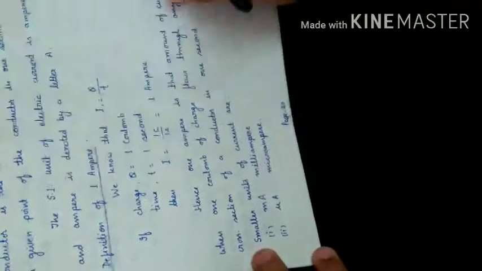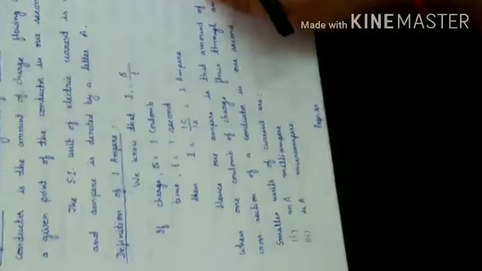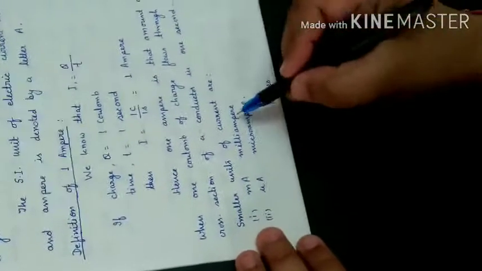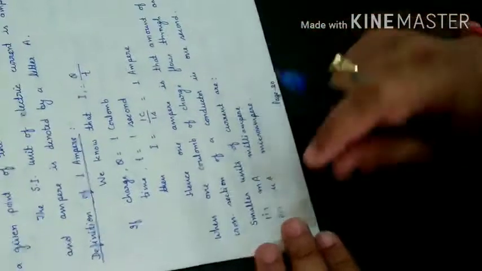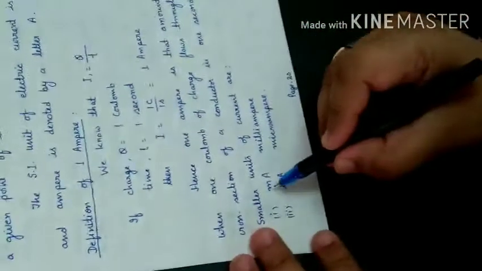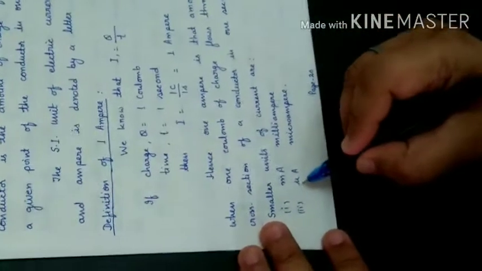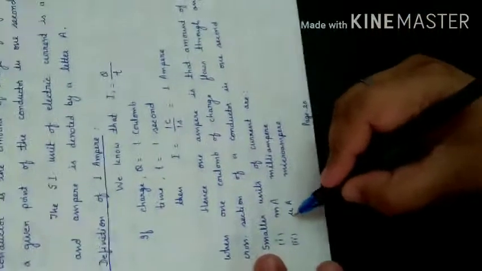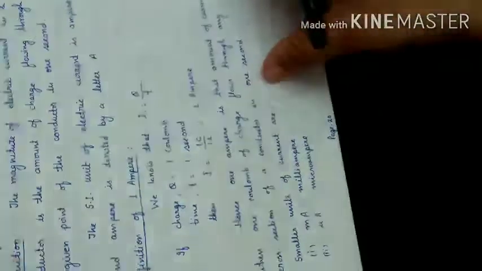Some smaller units of current are milliampere and microampere. Milliampere is represented as mA, and microampere uses the symbol μ, which in the Greek language is called mu. Now, what is the relation between milliampere and ampere, and microampere and ampere?